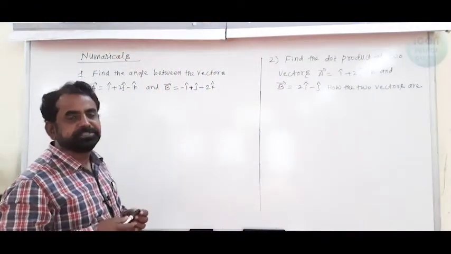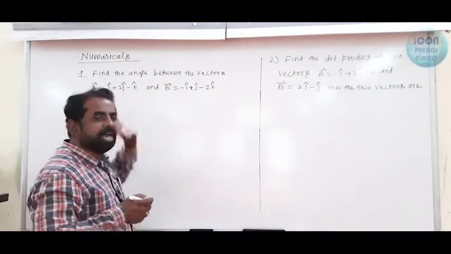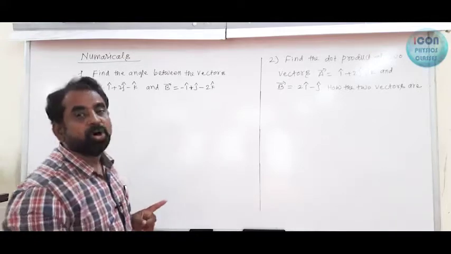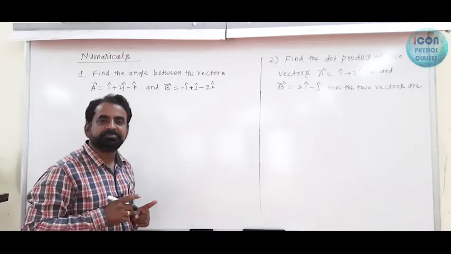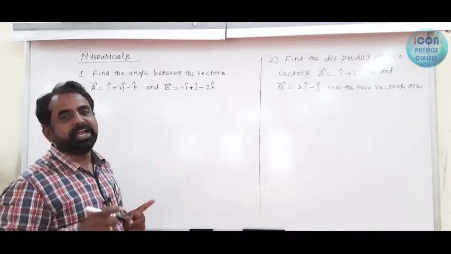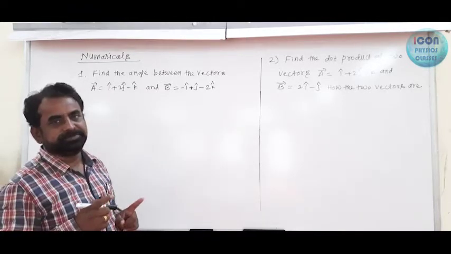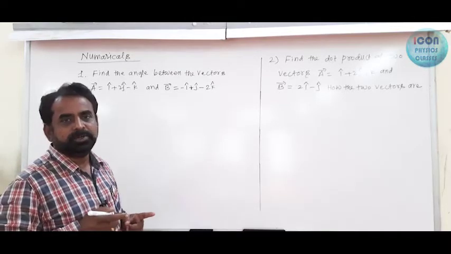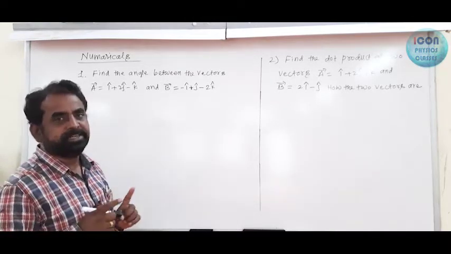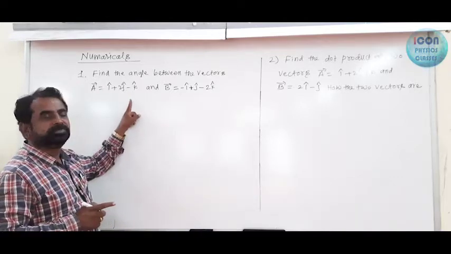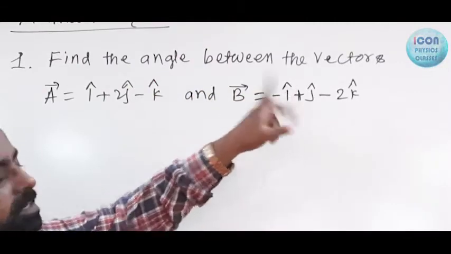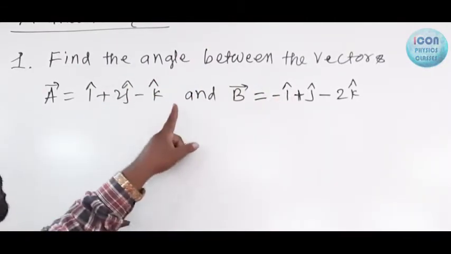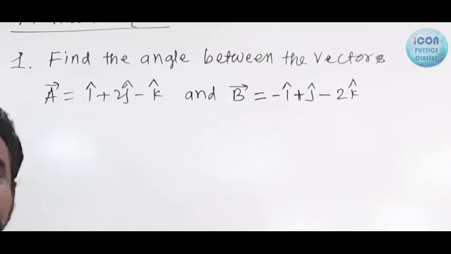Dear students, today we start the numericals on multiplication of two vectors, that is the dot product and cross product. On these two articles, we solve some numericals. The first numerical given to you: find the angle between the vectors A = i + 2j - k and B = -i + j - 2k. So, how to find the angle between two vectors?